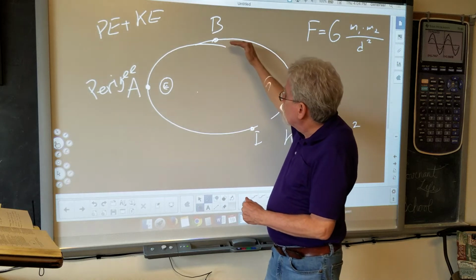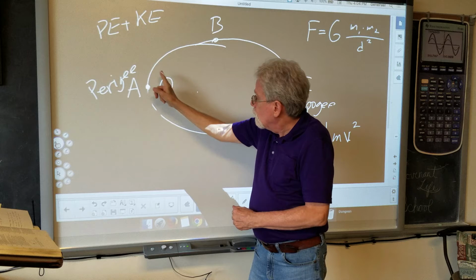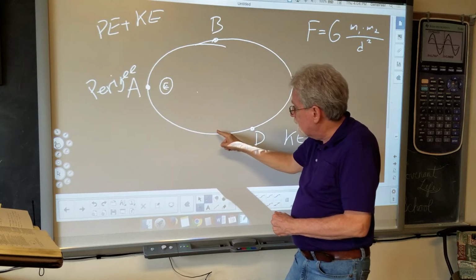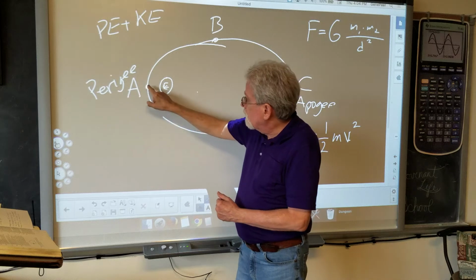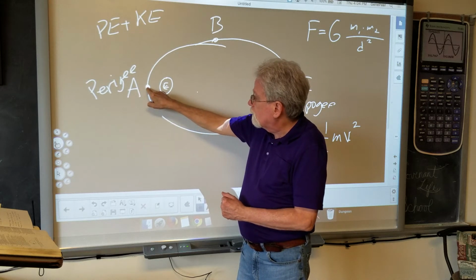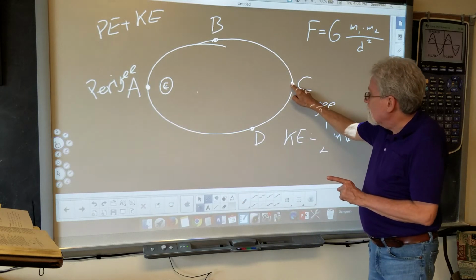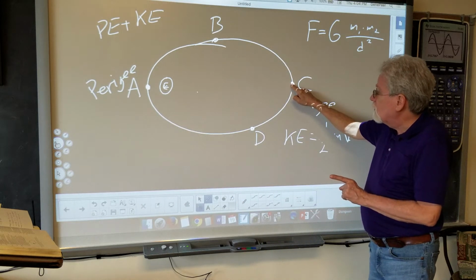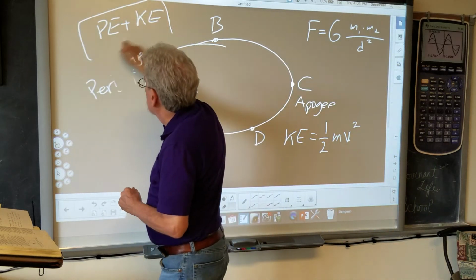Whatever is lost in the form of potential energy will be gained in kinetic. Whatever is lost in kinetic out here will be gained in potential. The small potential here plus large kinetic here will equal the small kinetic here plus large potential there. The sum of the two remains constant.